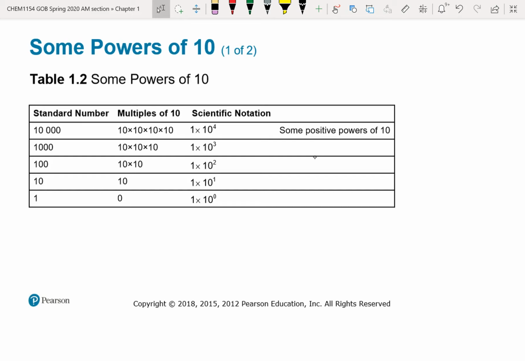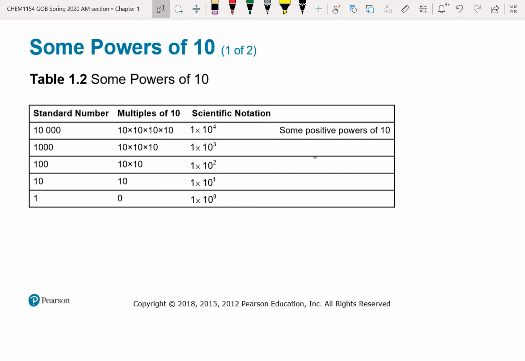So for example, if you have 10,000, that's the same as saying 10 times 10 times 10 times 10. 10 times itself 4 times, which would be 10 to the power of 4. Right? Again, a quick way to represent 10,000. Similarly, 1,000 would be 10 to the power of 3, or 10 times 10 times 10. And if we keep going a little bit smaller, right? 10 times 10 is 100. That's 10 squared, or 10 to the power of 2.